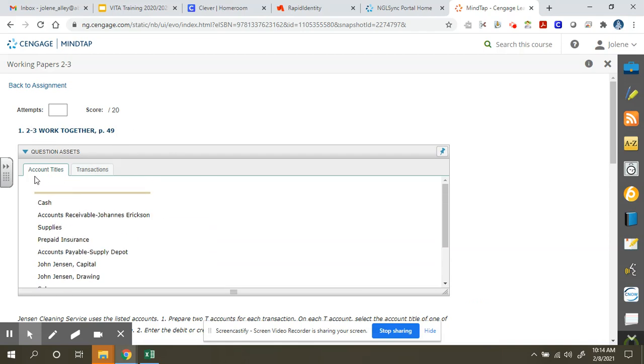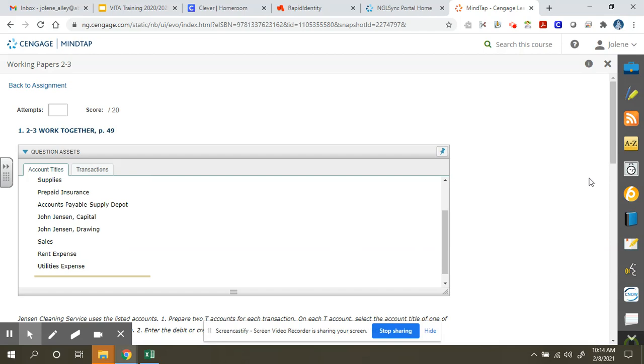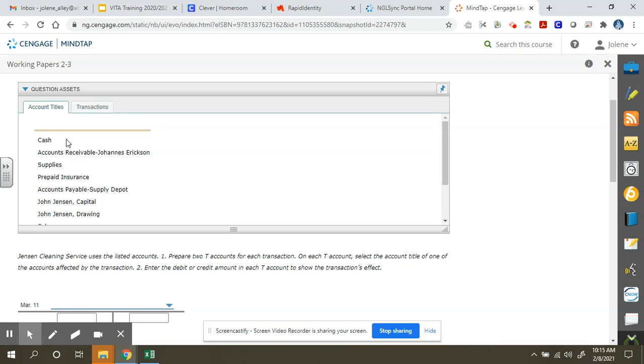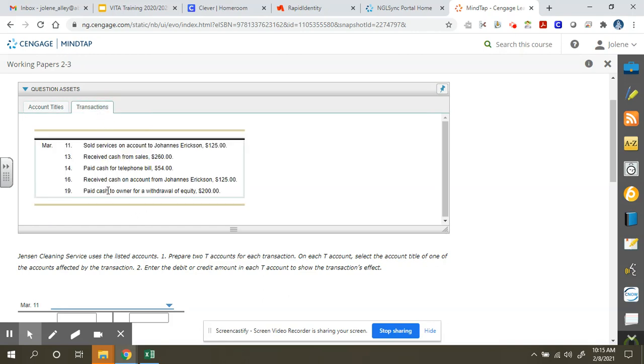And of your tabs here, one shows your account titles. And these are the only accounts that this company, Jensen Cleaning Services, uses. All right, so these are the only ones that we have to choose from. The other tab, Transactions, tells you what happened. So we have 5 transactions here from March 11th to March 19th that we have to make T-charts for.